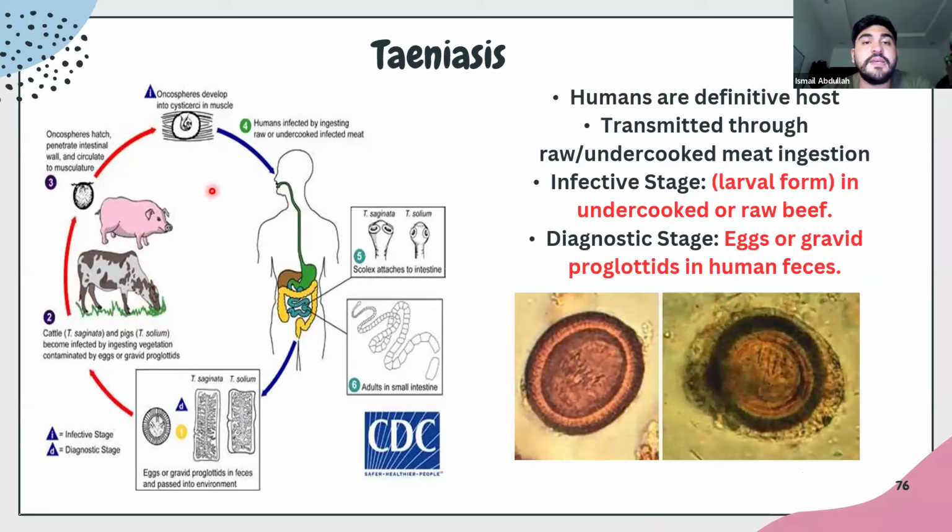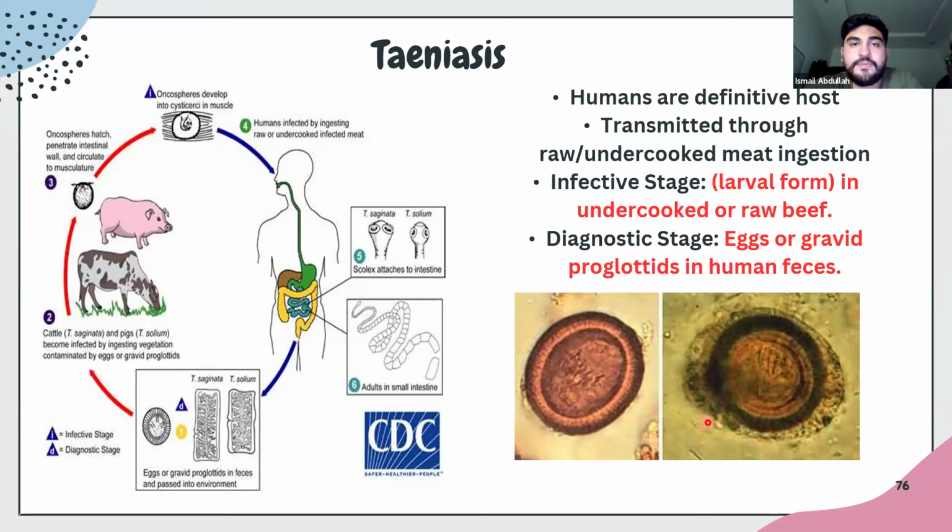Cool. What happens is that, for example, in undercooked meat, there will still be this larval form within the meat itself that's going to be ingested by a human. Then through stool analysis, you're going to see that there are actually eggs or gravid proglottids in human feces, as you can see right here. These are very indicative of taeniasis. It has a very thick outline, as you can see.